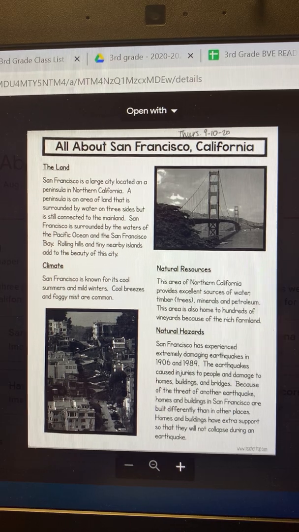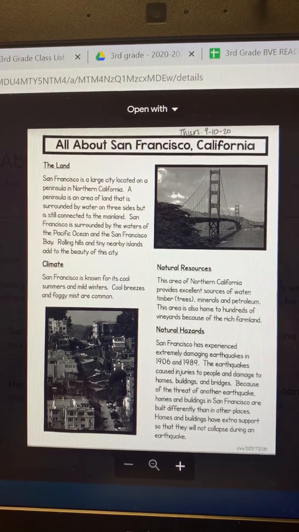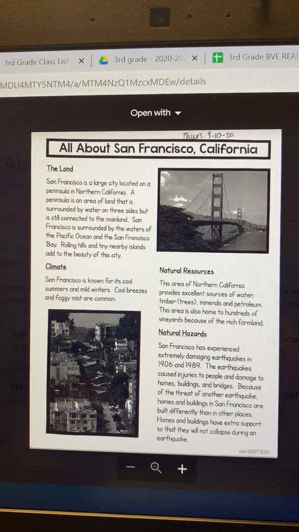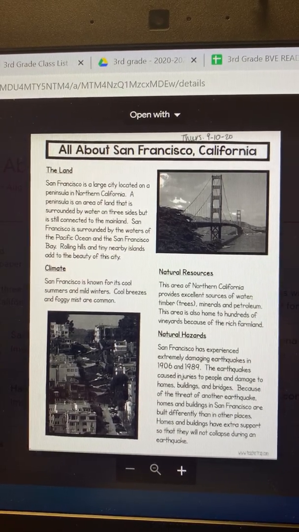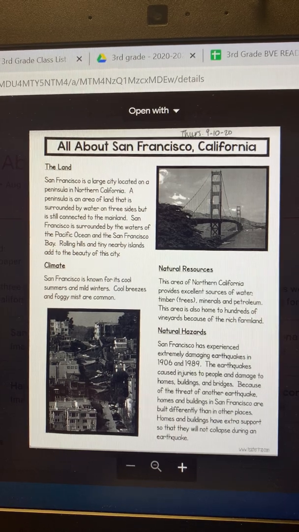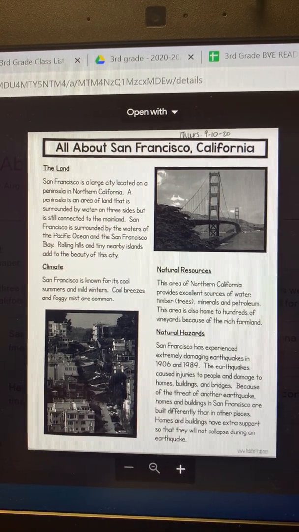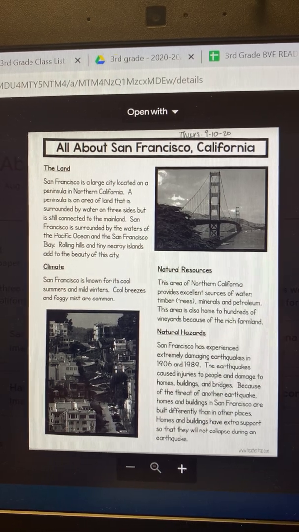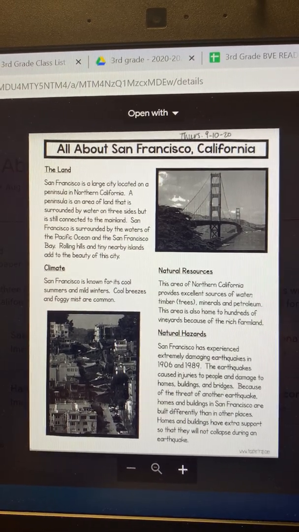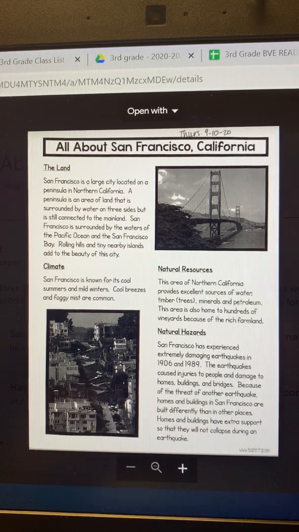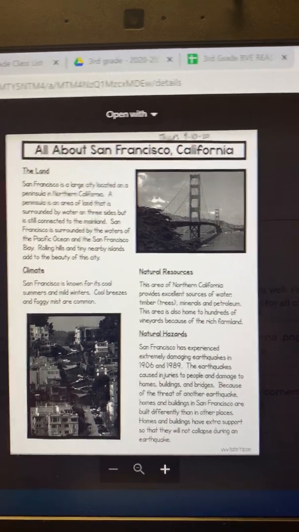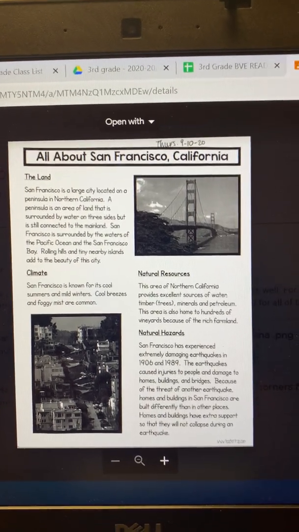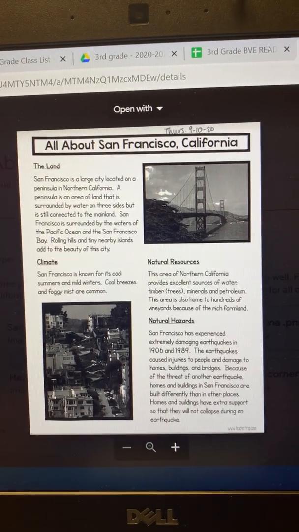A peninsula is an area of land that is surrounded by water on 3 sides, but still connected to the mainland. San Francisco is surrounded by the waters of the Pacific Ocean and the San Francisco Bay. Rolling hills and tiny nearby islands add to the beauty of this city.